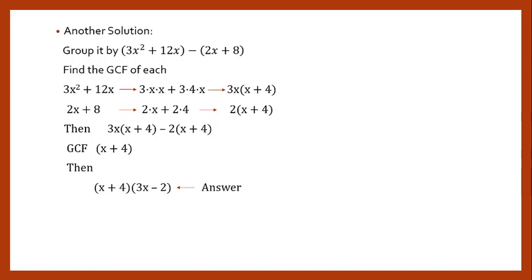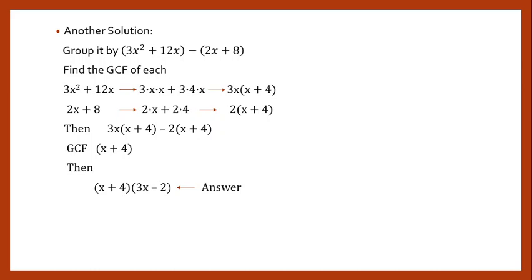Lalong-lalo na for the second group. Okay, makikita ninyo pa sa mga susunod na example. So, finactor out ko yung negative para ang nasa quantity ay 2x plus 8. So, ginroup ko yan. We have to find the GCF of each.